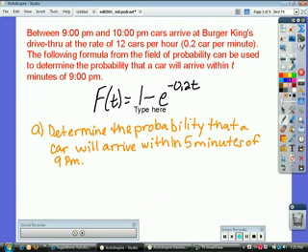Now, let's look at a more real-world problem. Between 9 p.m. and 10 p.m., cars arrive at Burger King's drive-thru at a rate of 12 cars per hour, or 0.2 cars per minute. The following formula from the field of probability can be used to determine the probability that a car will arrive within t minutes of 9 p.m. The function of time is equal to 1 minus e to the negative 0.2t.